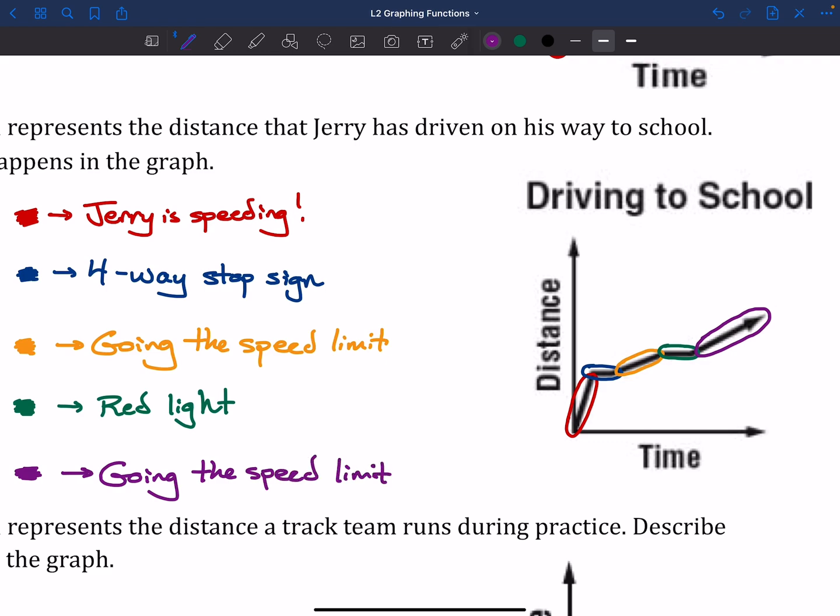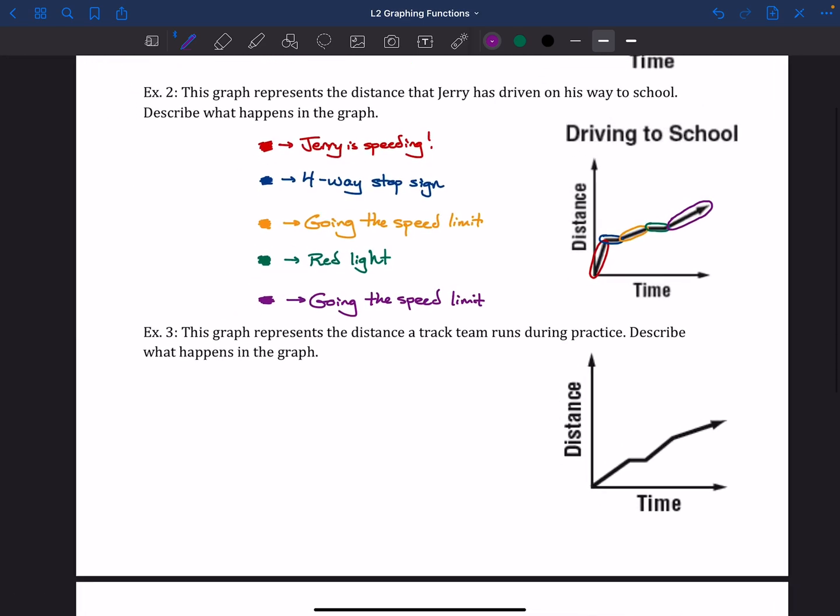And that captures the entire picture of what we're doing. We started off real fast. We had to stop. We went a little slower. We had to stop again. And then we continued on our way. So I'm hoping that as we're taking a look at this second one, it's making a little more sense as to what's going on. So we got this third one down here.